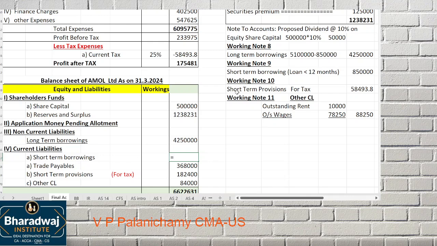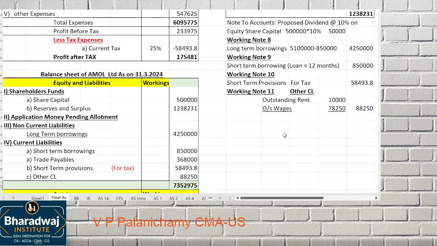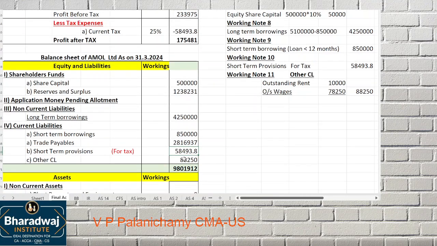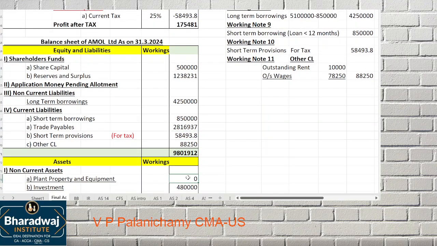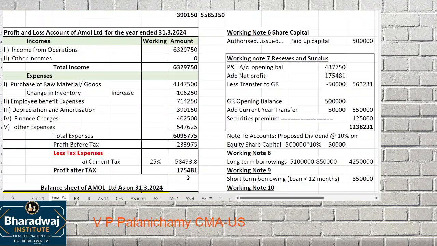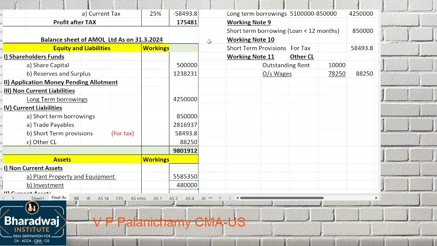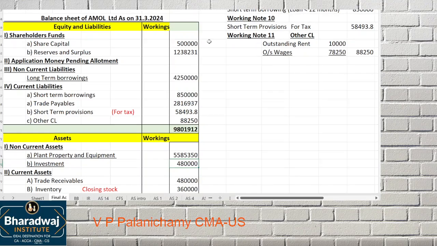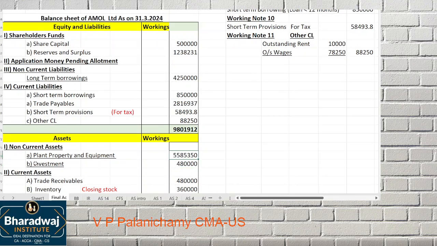That current maturities. Provision for trade payable, how much is given? Trade payable, how much is given? 28. Plant property and equipment we worked out. What is the plant property equipment? 55 lakh 85,530 we worked out. 350 we worked out. Any investment given? No.